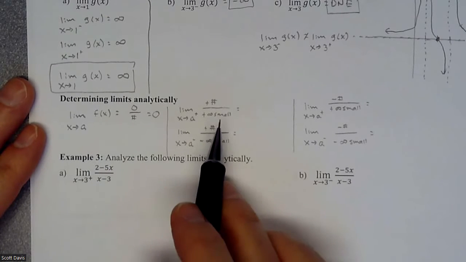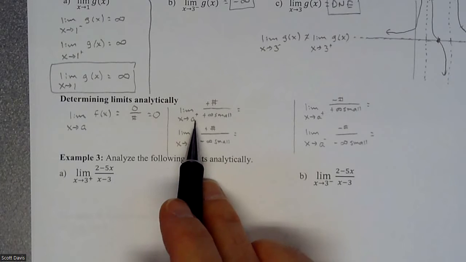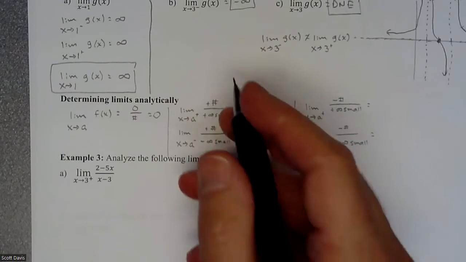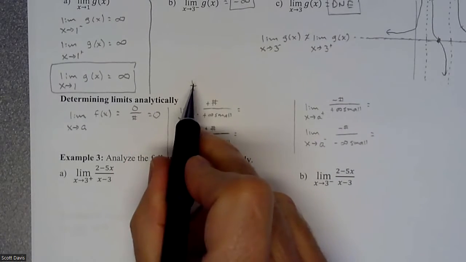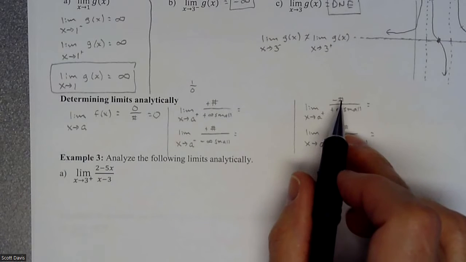So here's what you have to look at. If you plug in that value and you get a 0 in the denominator but a number in the numerator, that means you're going to have some sort of an asymptote. If you get 0 over 0, most likely that represents a hole. But here we're talking about getting something over 0. It doesn't matter what that something is, so I'll just represent it as a positive number or a negative number.